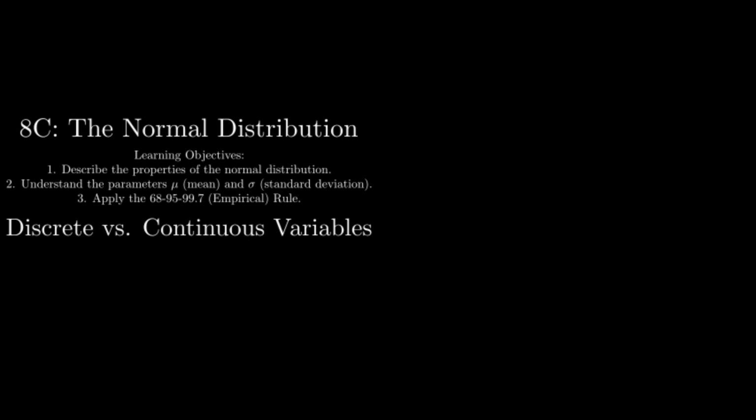For continuous variables, we use a curve to represent the distribution, and probabilities are found by looking at the area under that curve. The most famous of these is the normal distribution. Here's what it looks like. It's often called a bell curve because of its shape. Notice it's perfectly symmetrical around its center. This central value is the most likely outcome. As we move away from the center in either direction, the curve gets lower, meaning those outcomes are less and less likely. The probability of an outcome occurring decreases dramatically as we get farther from the middle.